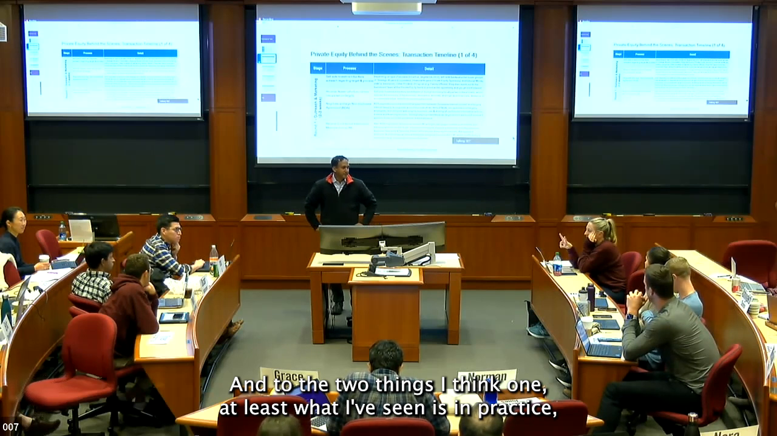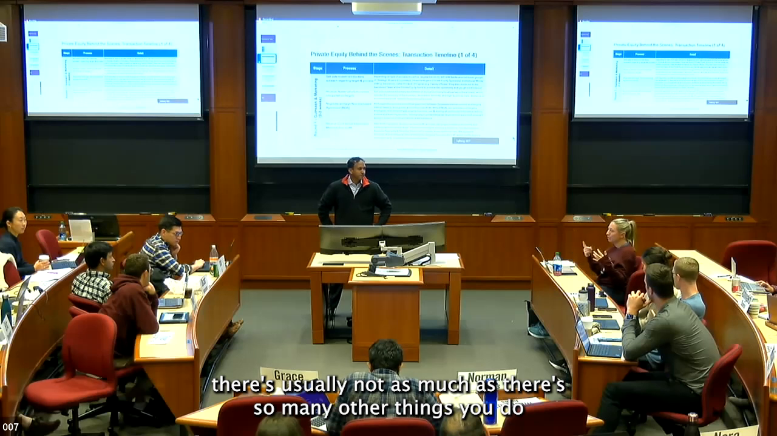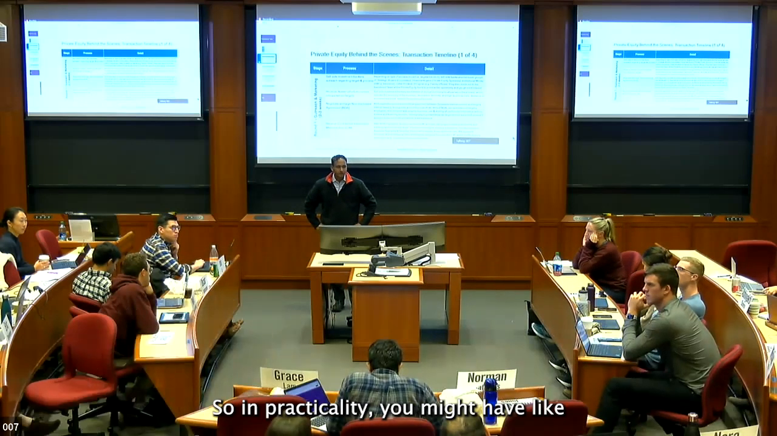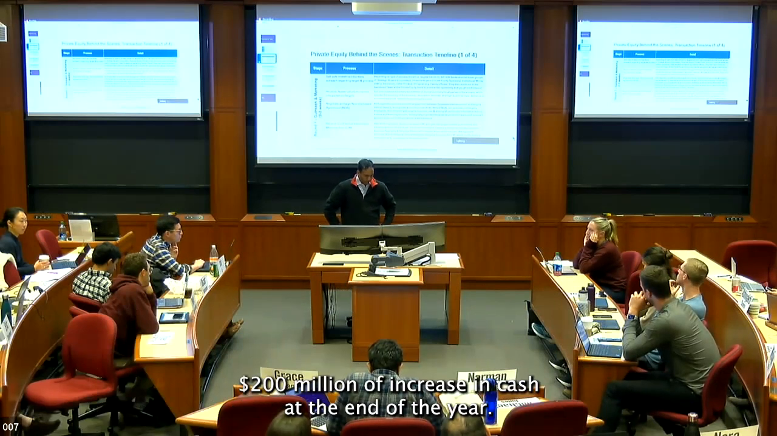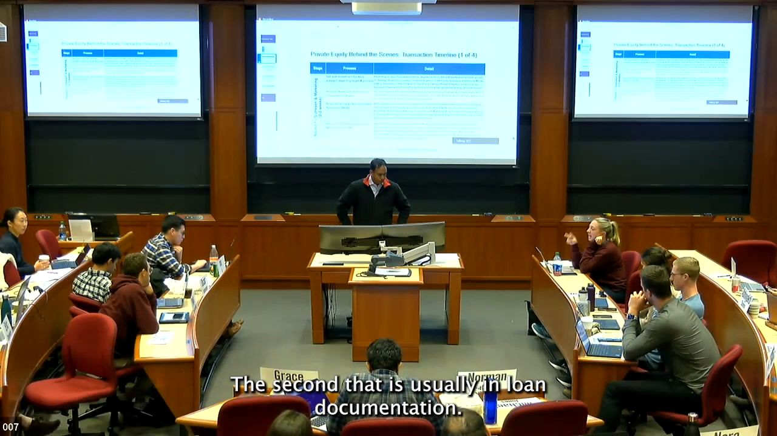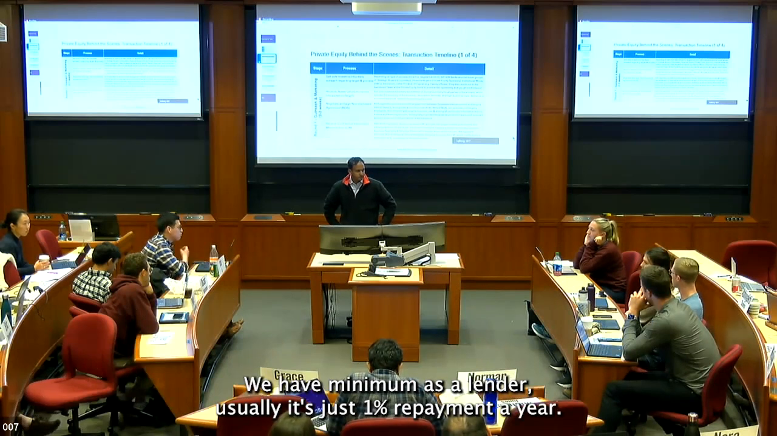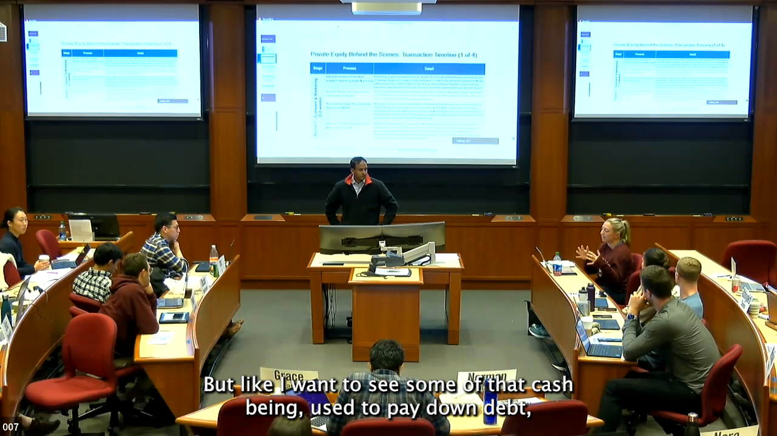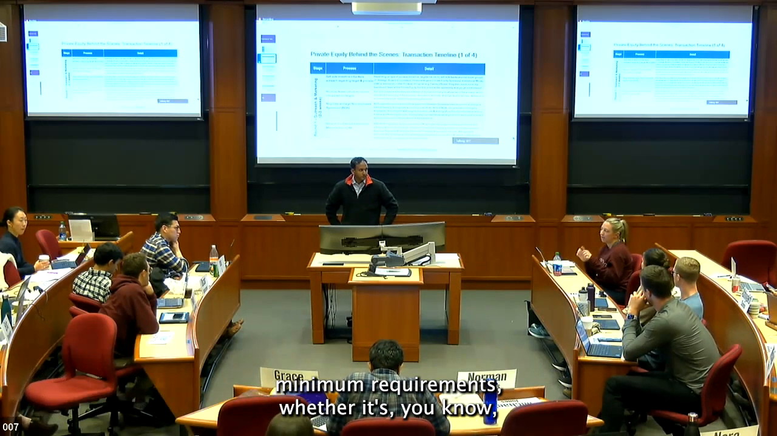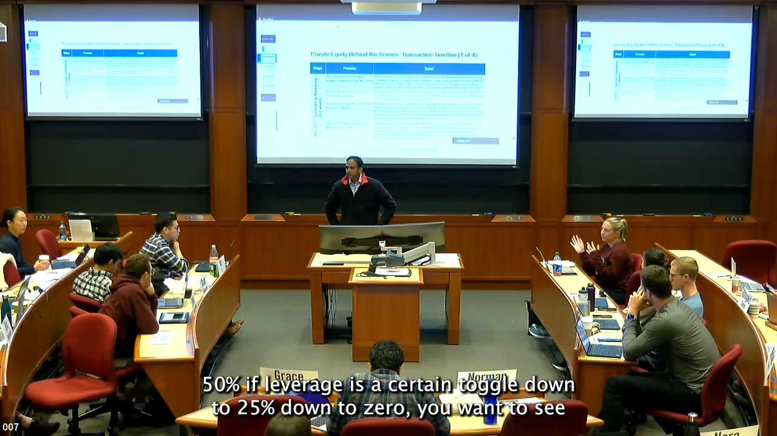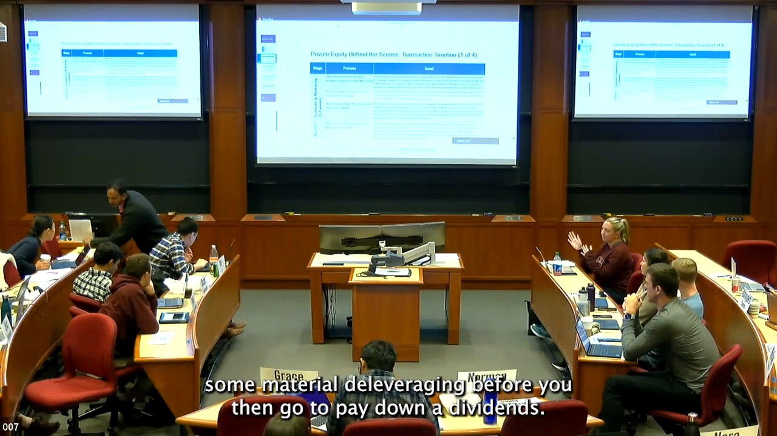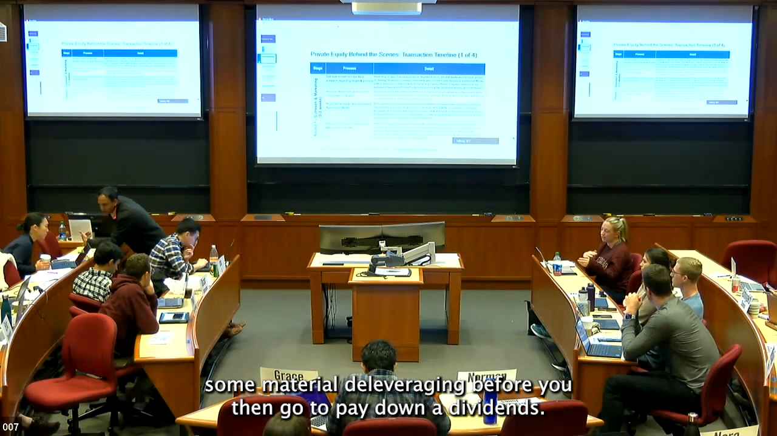I was going to say two things. One, at least what I've seen in practice is there's usually not as much free cash flow available as what you model out here, because there are so many other things you do in year one, year two. So in practicality, you might have $2 or $3 million of increase in cash at the end of the year. The second is that it's usually in loan documentation. As a lender, usually it's just 1% repayment a year, but I want to see some of that cash being used to pay down debt. So I'll have minimum requirements, whether it's 50% if leverage is at a certain toggle, down to 25%, down to 0%. We want to see some material deleveraging before you then go to pay a dividend.